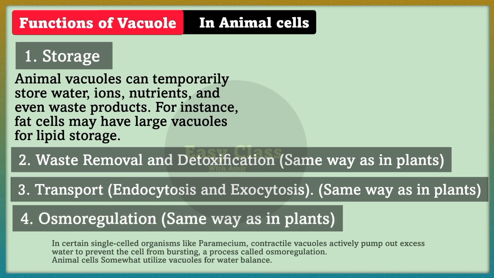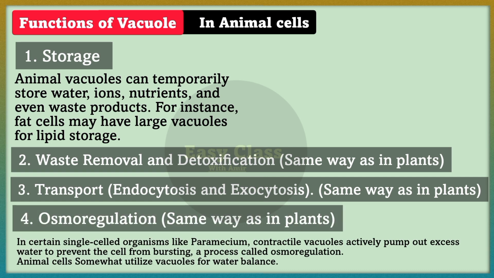Osmoregulation. In certain single-celled organisms like Paramecium, contractile vacuoles actively pump out excess water to prevent the cell from bursting, a process called osmoregulation. While less prominent, some animal cells also utilize vacuoles for water balance.